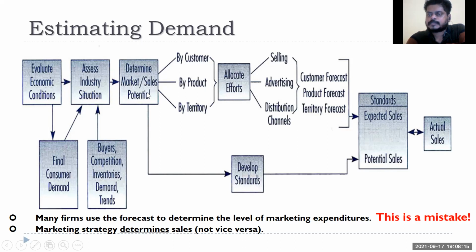Determine market and sales potential, based upon your competitor involvement and your past data. There are many ways to do that. In the next slide, we'll look into qualitative and quantitative methods. Simple regression can also sometimes be used. You might have done a project in your QT part, doing regression analysis to find the sales forecast. Then determine market and sales potential by customer, by product, by territory.